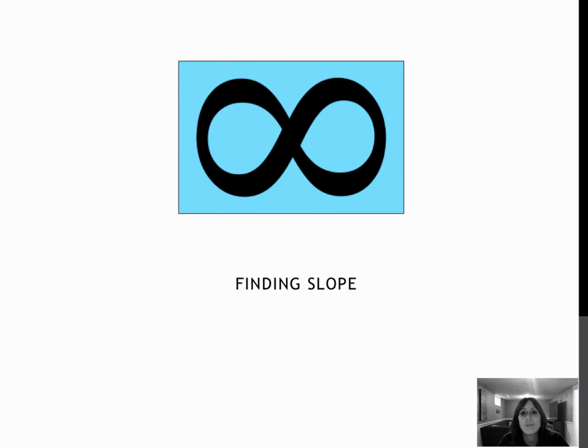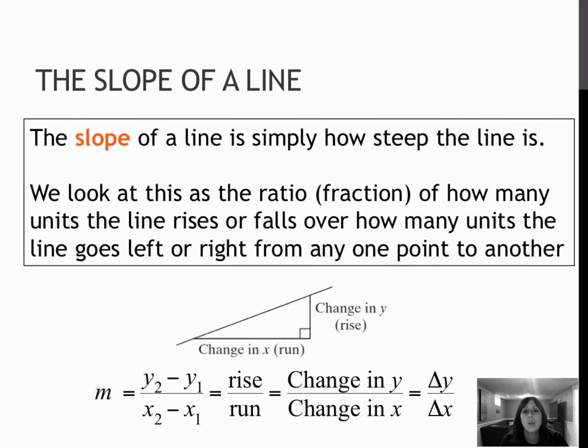We're going to practice how to find the slope of a line, either given the rise and the run, or given 2 points on the line. So first, it's important to understand that slope is just how steep a line is.